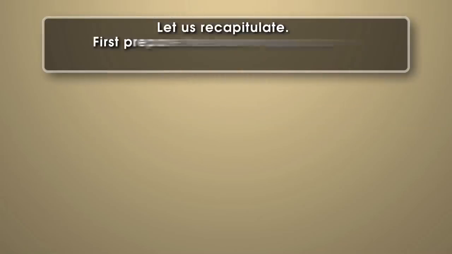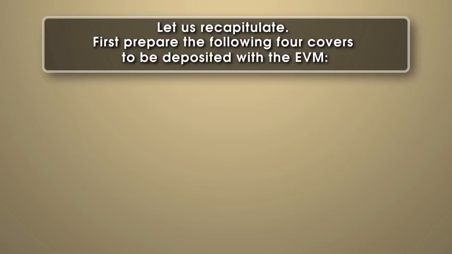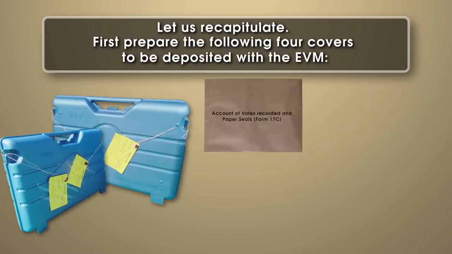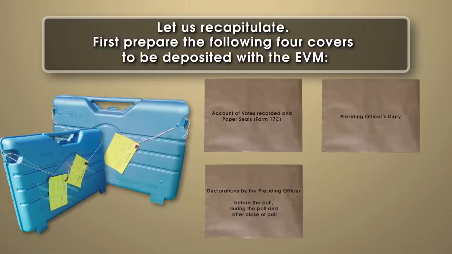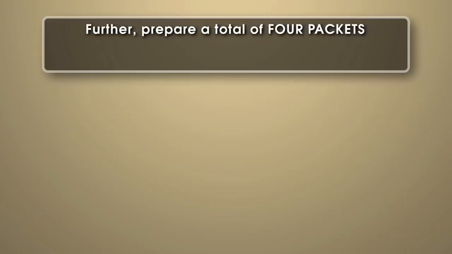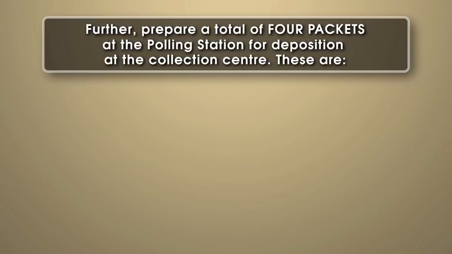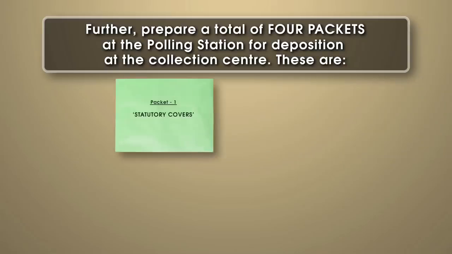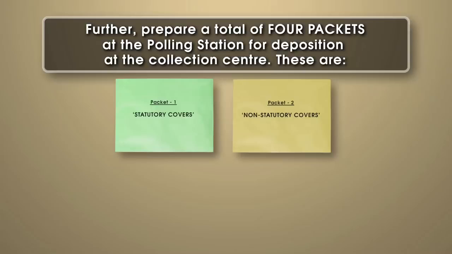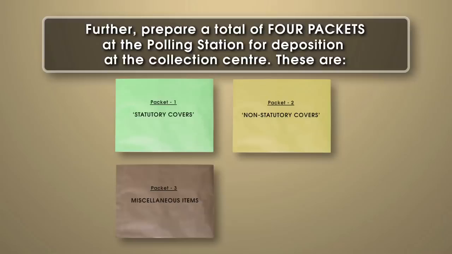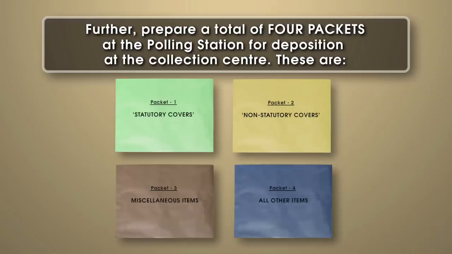Let us recapitulate. First, prepare the following 4 covers to be deposited with the EVM: 17C, PRO Diary, Declarations, Visit sheet plus 16-point report. Further, prepare a total of 4 packets at the polling station for deposition at the collection center. These are the packet superscribed statutory covers, the packet superscribed non-statutory covers, the packet containing handbook and other miscellaneous items, the packet containing all other items.